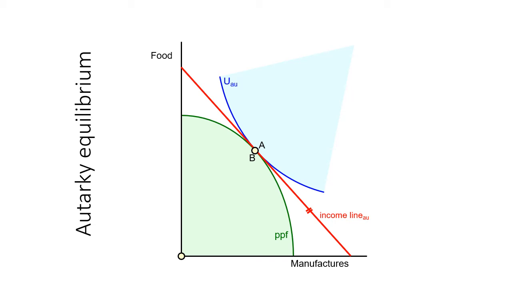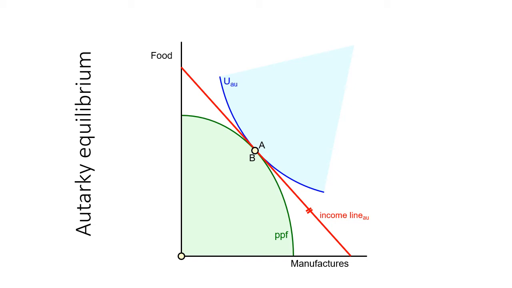And if A and B do not coincide, then what does that mean? We have excess. But this is autarky. There cannot be excess. So they must lie on the same point. Based on the mathematics, the marginal rates are the same in terms of the transformation and the substitution in terms of the ratio of prices. So that is autarky. Very simple.